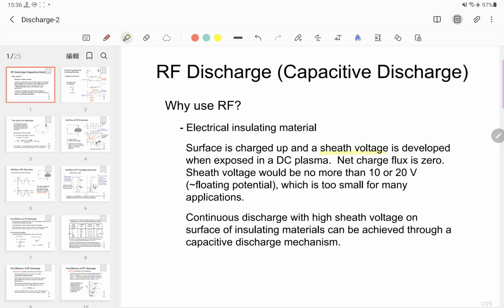Okay. So if we place an insulating material on the surface of an electrode, we cannot run continuous plasma or continuous glow discharge. Okay, so in the next two slides, Chapman explains and analyzes this condition, why the plasma cannot be continuously generated if you place an insulating material on the surface of an electrode.